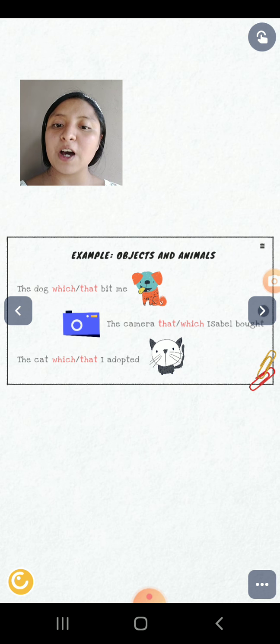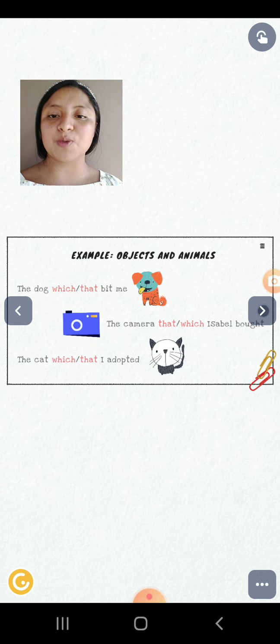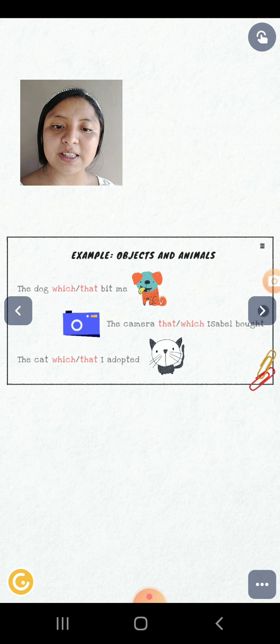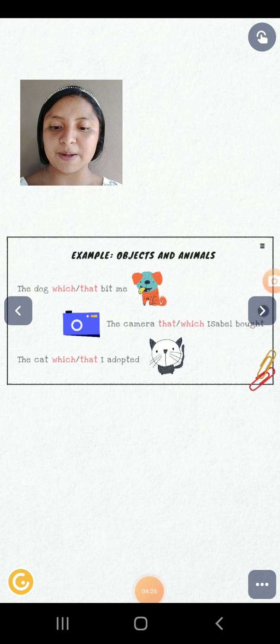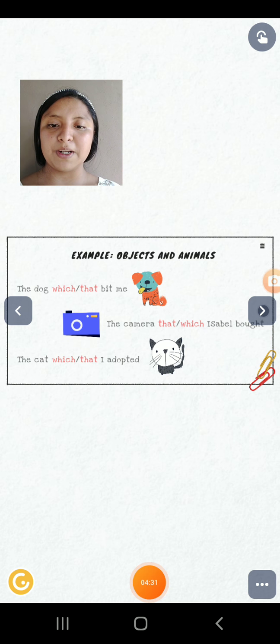The first one: the dog which or that bit me. So remember that we can use which or that to describe the noun, in this case the dog. The next one is the camera that Isabel bought, or you can say the camera which Isabel bought. Then the cat which I adopted, or the cat that I adopted. Both of them are correct, so you can use them to describe objects and animals. So now let's continue.